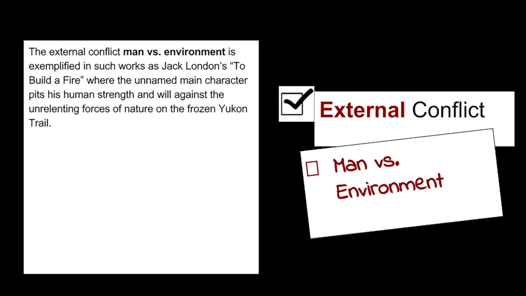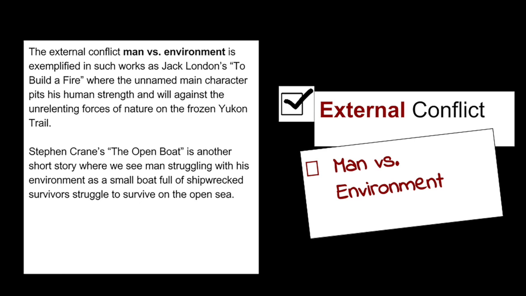The external conflict, man versus environment, is exemplified in such works as Jack London's To Build a Fire, where the unnamed main character pits his human strength and will against the unrelenting forces of nature on the frozen Yukon Trail. Stephen Crane's The Open Boat is another short story where we see man struggling with his environment as a small boat full of shipwrecked survivors struggle to survive on the open sea.